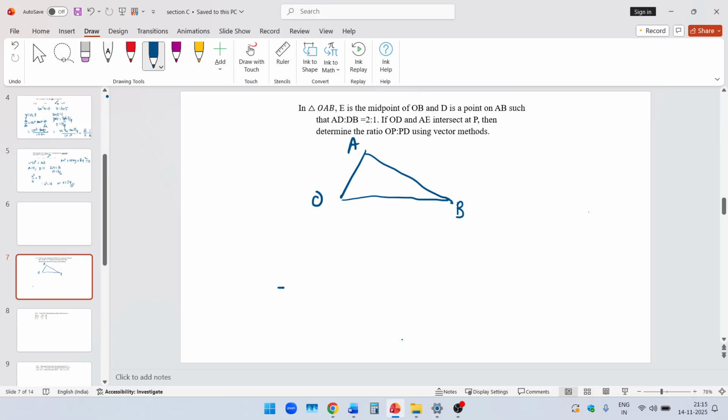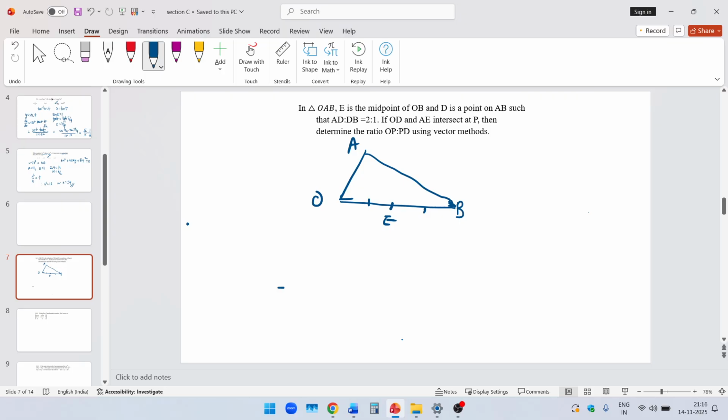Okay, so for this question, we are going to draw a diagram first. Let me draw it properly. Okay, so this is triangle OAB. E is the midpoint of OB. So I'm drawing E. E is the midpoint of OB.